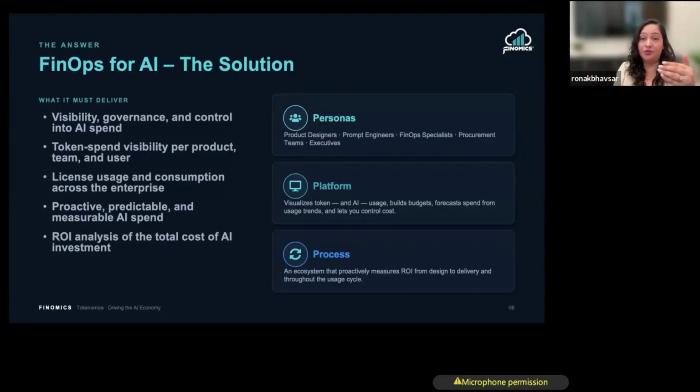our platform to get better, get proper notifications, and in turn get better at how we make decisions on AI spend, right? We may make mistakes, there will be anomalies, there will be budget issues, but once we start this personas platform and process, it all starts working together.